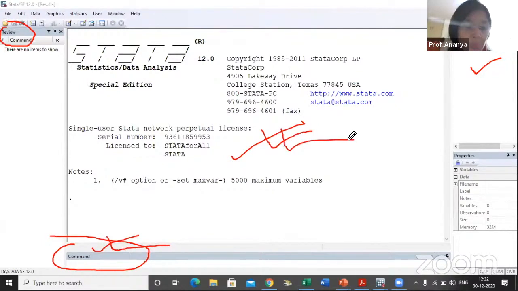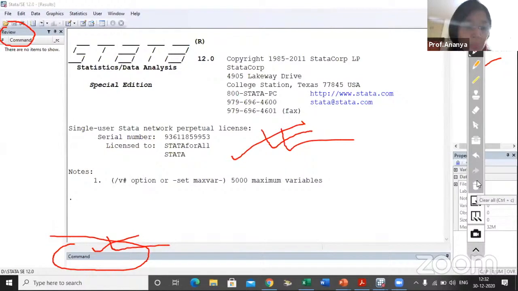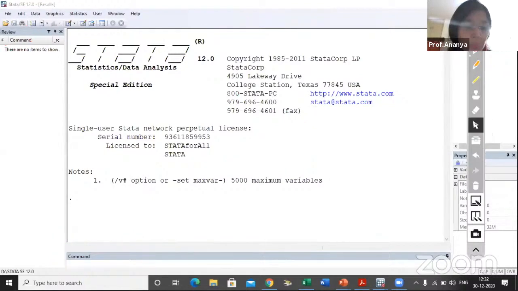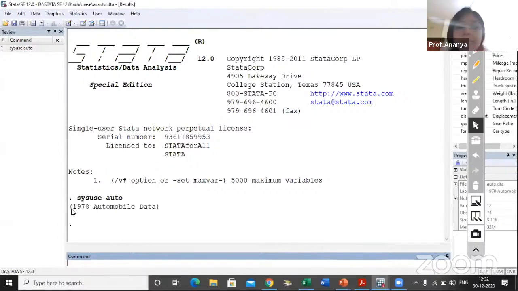So I will just run this car example. I'll run this regression using Stata. How to access the data? In your command window, type sysuse auto. As I am doing, sysuse auto. The minute you do that, you will see that Stata has loaded some automobile data.